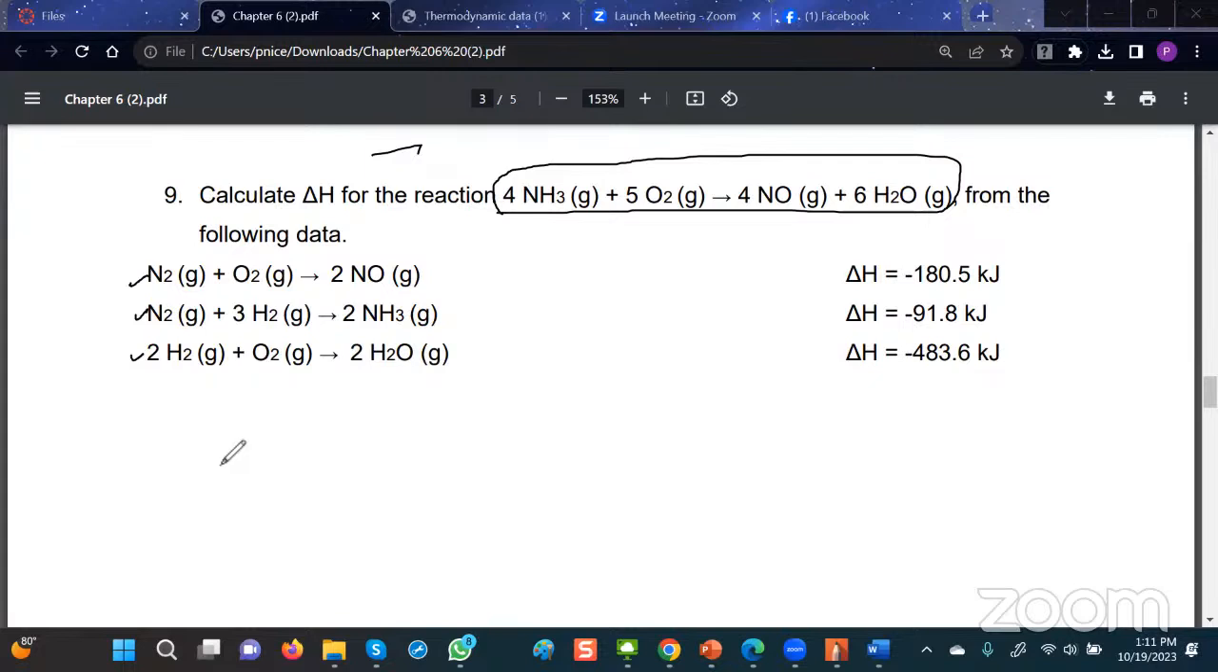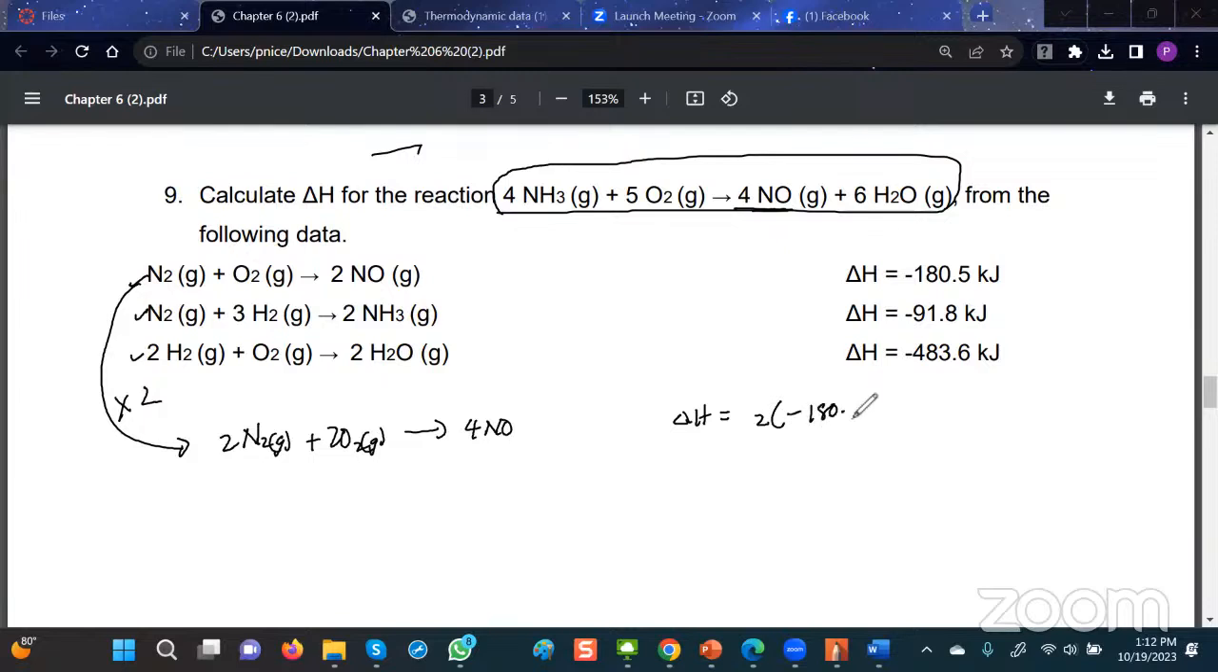Why would you multiply by 2? Exactly, because you have 4 NOs here, right? So as she correctly said, you multiply this by 2 so that you can get 4 NOs here, right? So when you multiply that by 2, you're going to get 2 N2 gas plus 2 O2 gas to give 4 NO. And that means, remember, that delta H for that will be multiplied by 2 as well. So 2 times minus 180.5 kilojoules. All right.